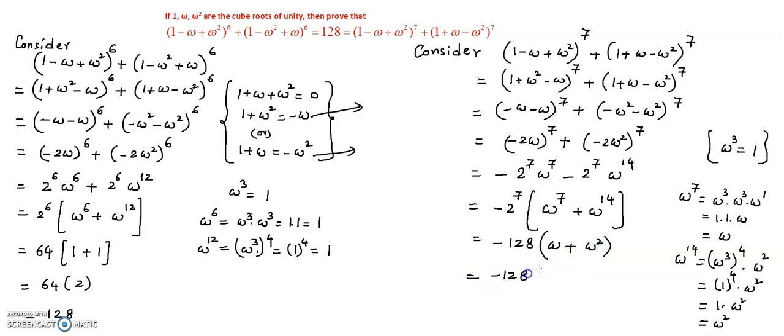So minus 128, again we will use the condition sum of the cube roots of unity, 1 plus omega plus omega square equals 0. From this we can write omega plus omega square as minus 1. So omega plus omega square can be written as minus 1. So minus into minus will be plus. 128 into 1 is 128. Therefore we can say that both these terms sum up to give the value as 128.